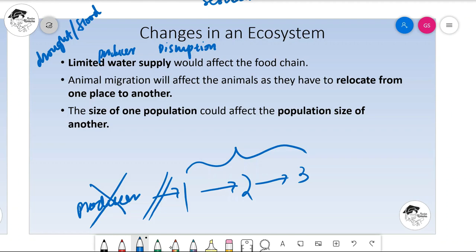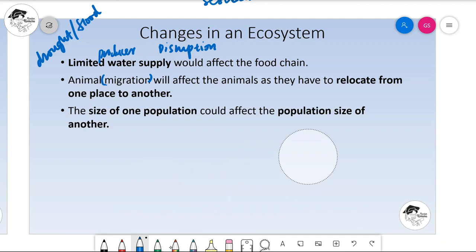Now second, animal migration will affect the animals. Animal migration means what? Perpindahan. This migration of animals means they move away from the area. Maybe they live in jungle A, then after some time they move over to jungle B. So in jungle A, no more of this animal because they have moved already. So it will affect the animals as they have to relocate from one place to another. It will affect maybe the number of the animals.